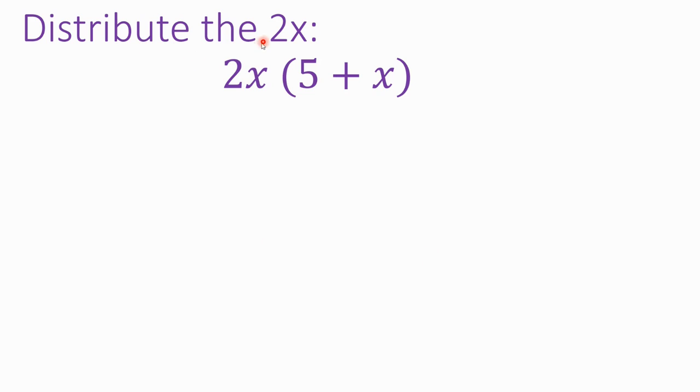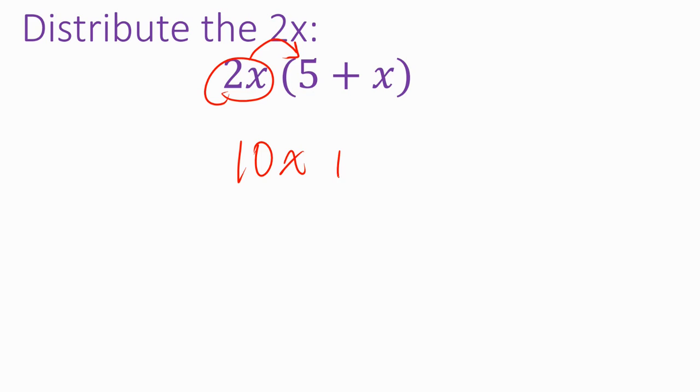It tells us we need to distribute the 2x. Okay, we've done that before. So what we're going to do is take this 2x and distribute it to the 5 and to the x. Okay, so what is 2x times 5? Well, 2 times 5 is 10. x times nothing is just x. Okay, we're done with that one.